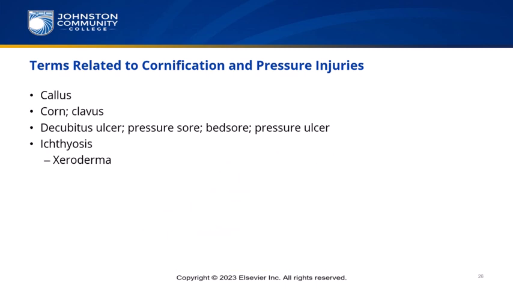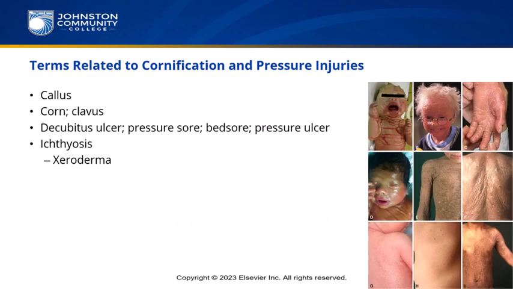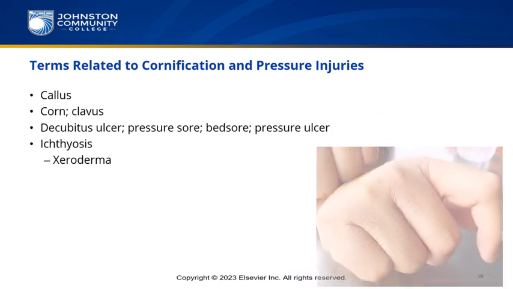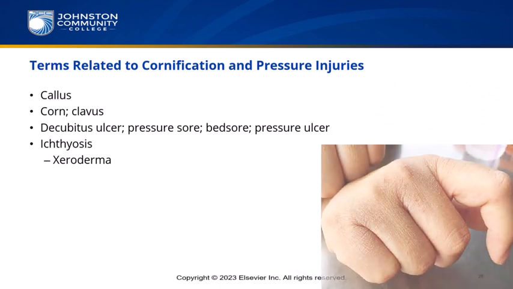Lastly, we have ichthyosis, which is an extremely dry skin. It is named by the combining form ichthyo, meaning fish, because of the scaly appearance of the skin. A milder form of dry skin is called xeroderma. Xero means dry. I like to think of zero moisture, a great way to remember it's dry.